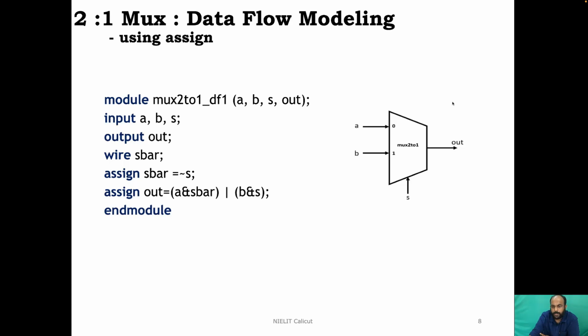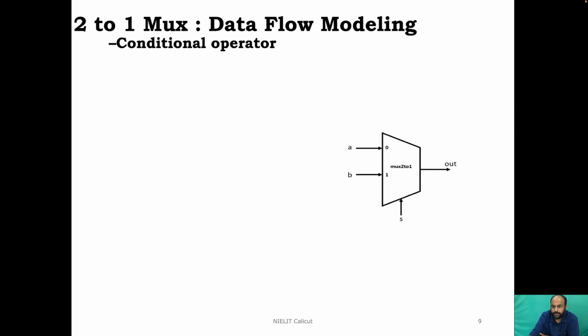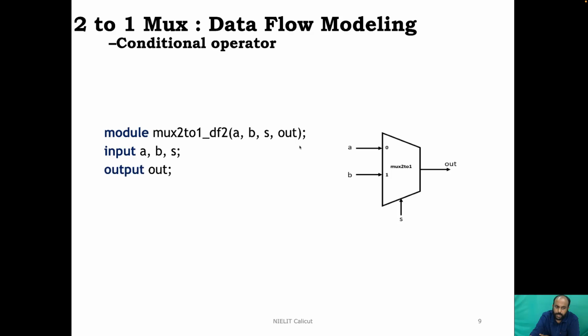We can also use the conditional operator for this purpose. The conditional operator, as I already explained, comes with a syntax like this. The destination variable is assigned with a condition to be tested, a question mark, a true value, colon, false value. So the same thing we are trying to adapt here to form this 2:1 multiplexer. We write the module name, list of all terminal ports. We describe the input ports A, B and S. Describe the output port.